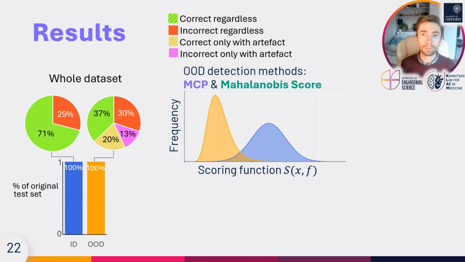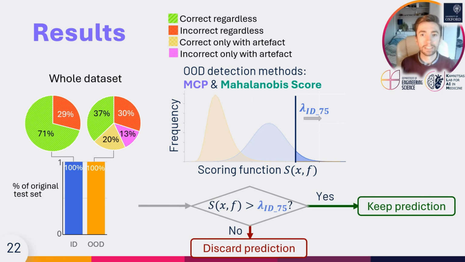We can then study what happens when we apply an OOD detection method. We study the performance of both a confidence-based method, MCP, and a feature-based method, Mahalanobis score. For our analysis, we first calculate the scoring function for each image using our OOD method. We then calculate the 75th percentile of the scoring function for the held out ID cases, and we discard all diagnoses below this threshold for both OOD and ID data, and study predictions above this threshold.